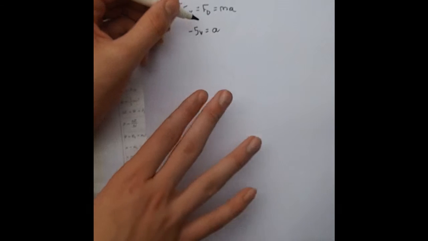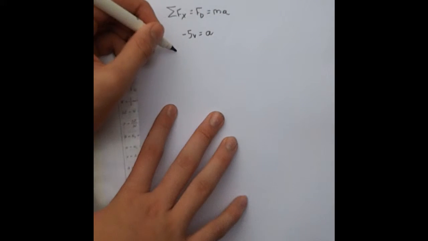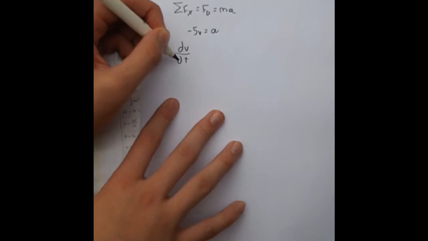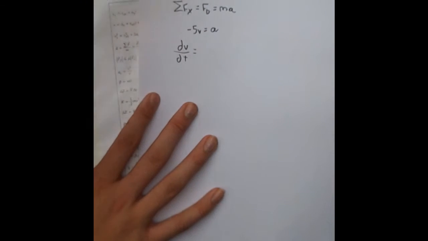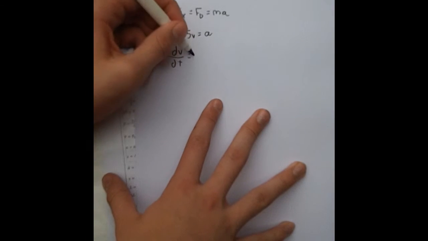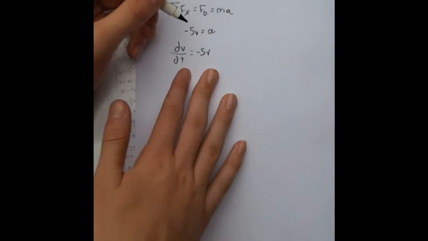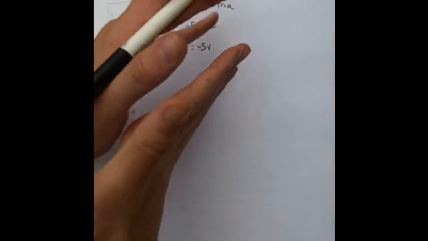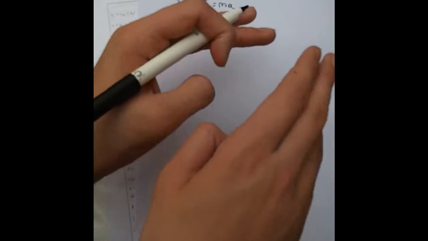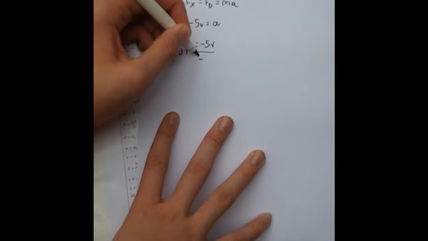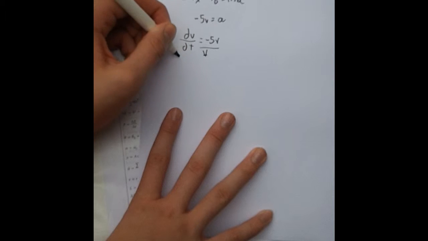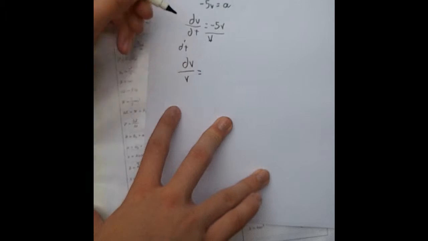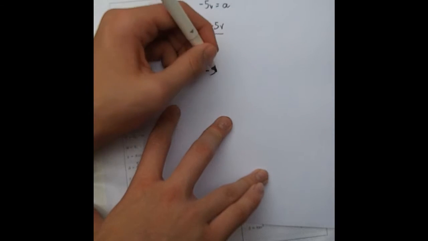So acceleration can also be represented by dv over dt. That is change in velocity over time. So with this, we can actually do separation of variables a lot easier. What we're going to do is leave this negative 5 coefficient on this side, but take the v and move it over here, and take the dt and move it over there. So we'll divide this side by v, and then we'll multiply both sides by dt. So we'll get dv over v is equal to negative 5 dt.